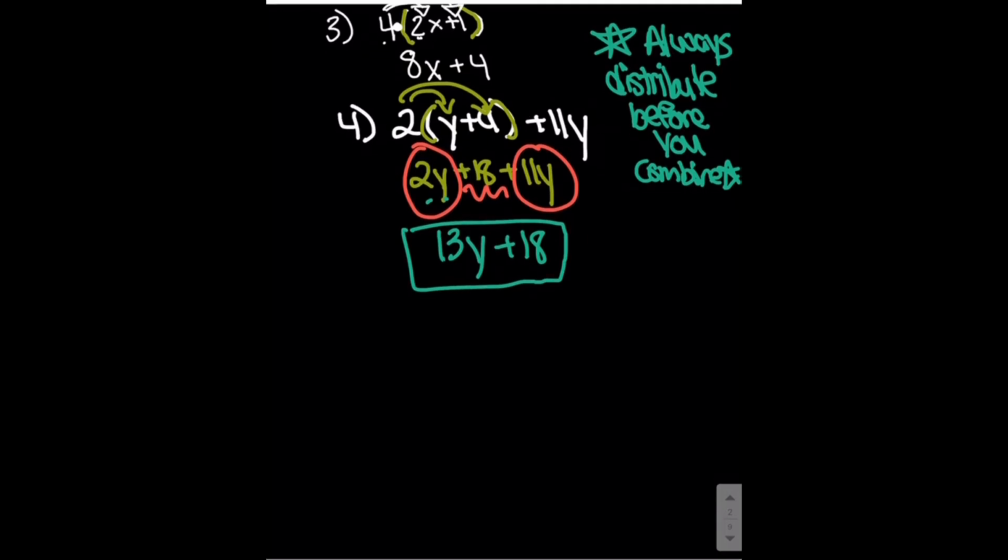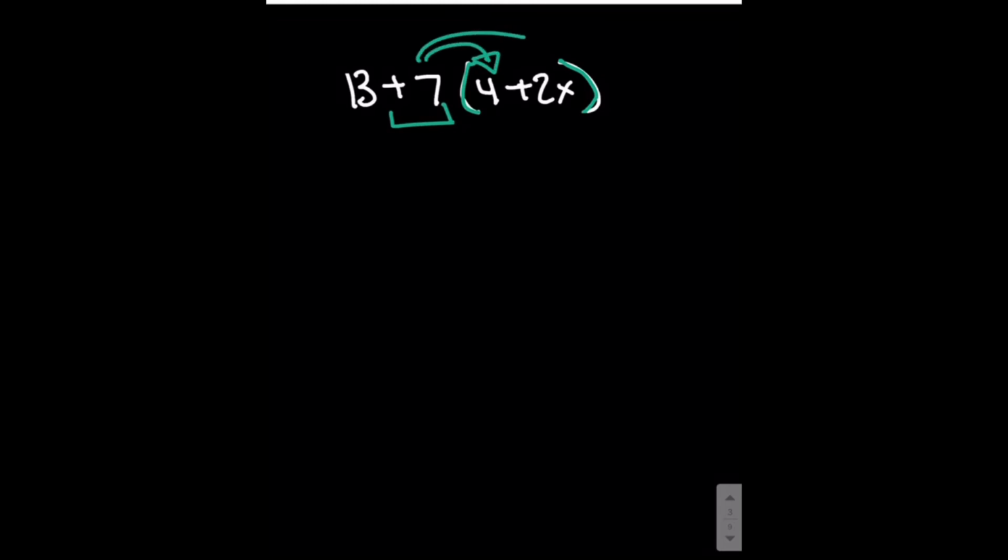Let's do a couple more. Okay, let's go to the next page. Now let's do 13 plus 7 times the quantity 4 plus 2x. First, I know you can already see that there are constants, but remember, you always distribute before you actually start combining your terms. So here are my parentheses, and I'm going to take the positive 7 and distribute over here. So I'll bring in the 13, and positive 7 times positive 4 is 28. And positive 7 times positive 2x is 14x. You times 7 by 2, and you just bring the x.